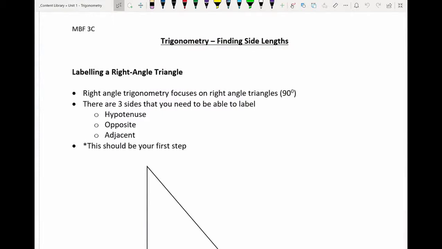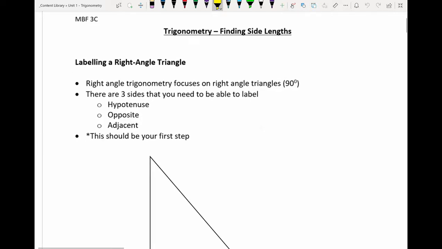In today's note, we're going to be doing a little bit of a review from grade 10. We're going to be looking at right angle trig, and we're going to be looking at finding side lengths. So again, this should be a review from grade 10, but we're going to go through the steps and focus on how to label the triangles and how to find the side lengths given a ratio.